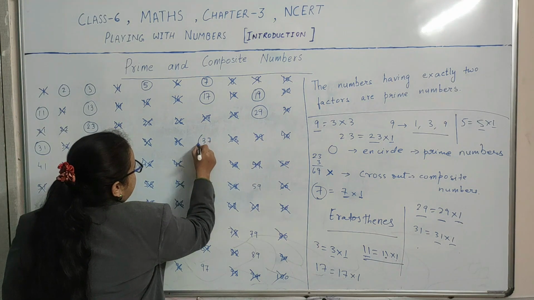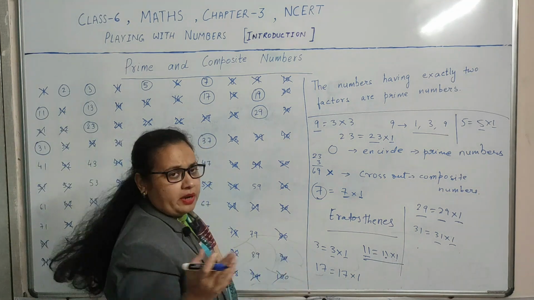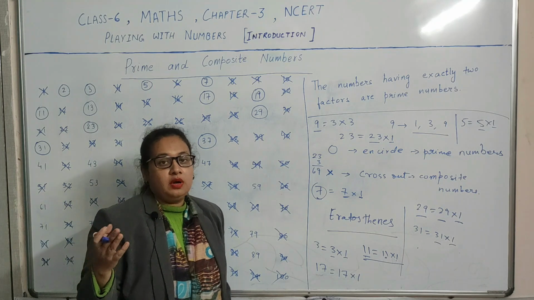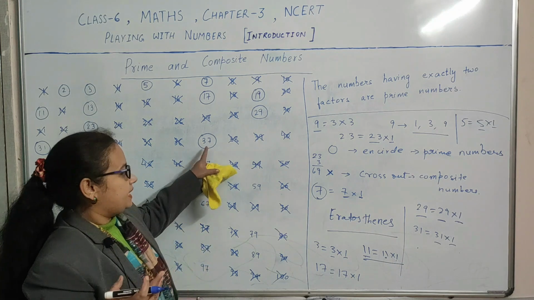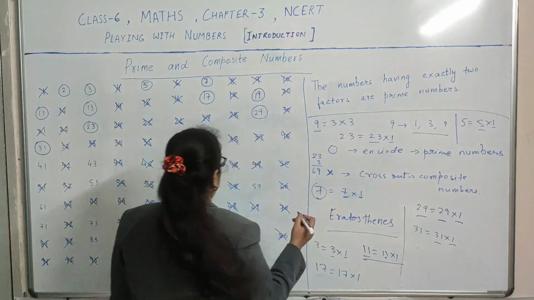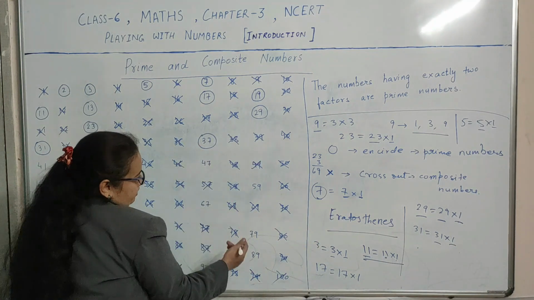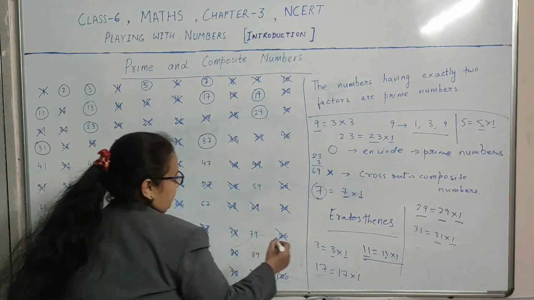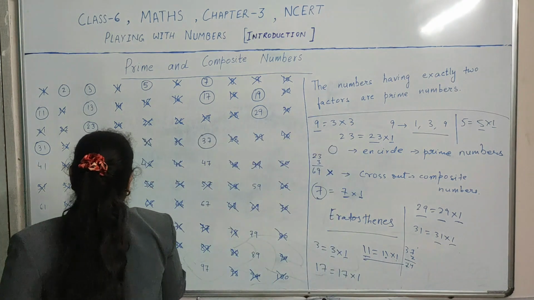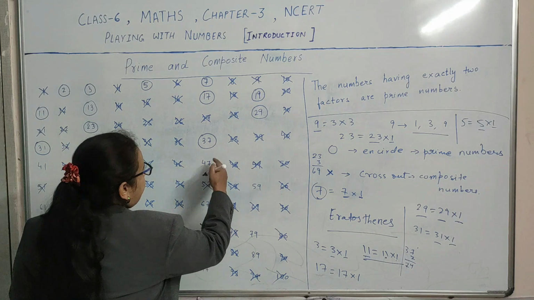The next one is 37, which is a prime number. We will encircle it. See, 37 can also be represented as 37 multiplied by 1. There is no other way to find this number as a product of any other two numbers. There is only one method. 37 can be written as 37 multiplied by 1. Okay, so what are the multiples of 37? See, 37 twos are 74. 74 is already crossed out. So the next is beyond 100, right?